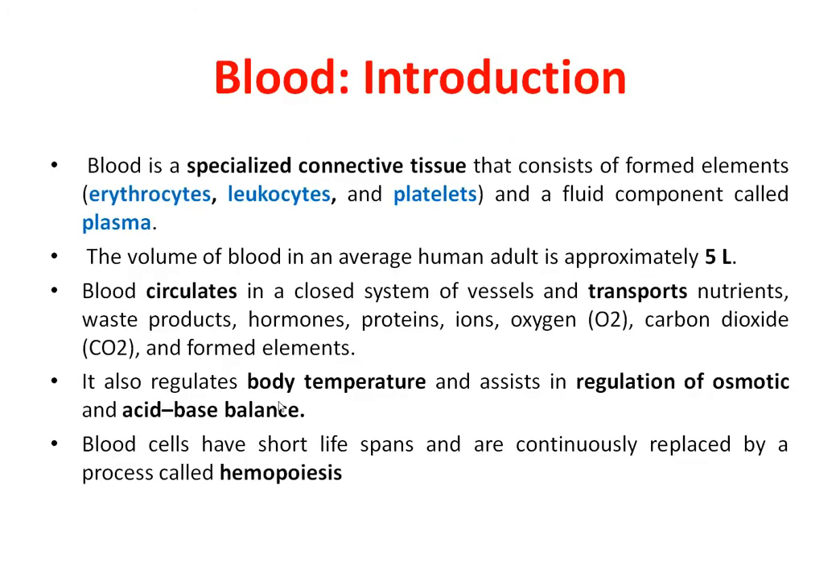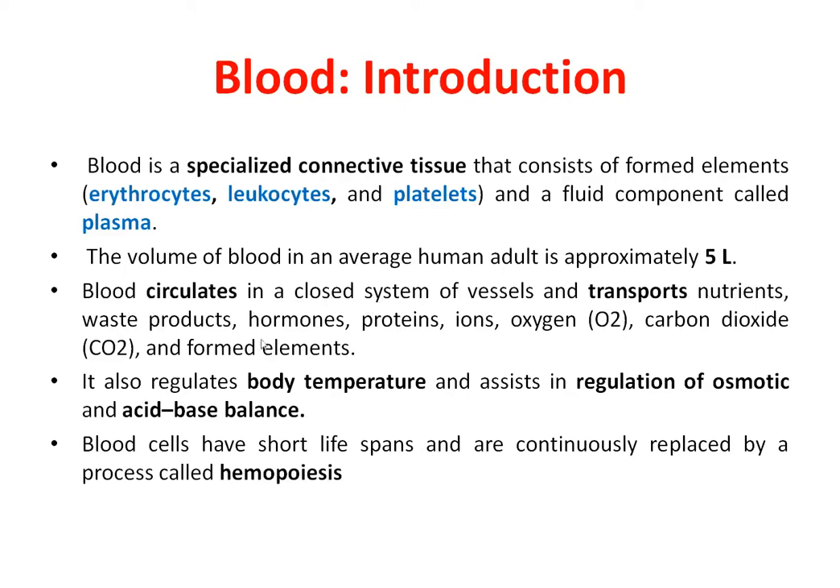Blood is a specialized connective tissue. It consists of formed elements, cells which include erythrocytes, leukocytes, and platelets, and a fluid component called plasma. The volume of blood in an average human adult is approximately 5 liters. Blood circulates in a closed system of vessels.